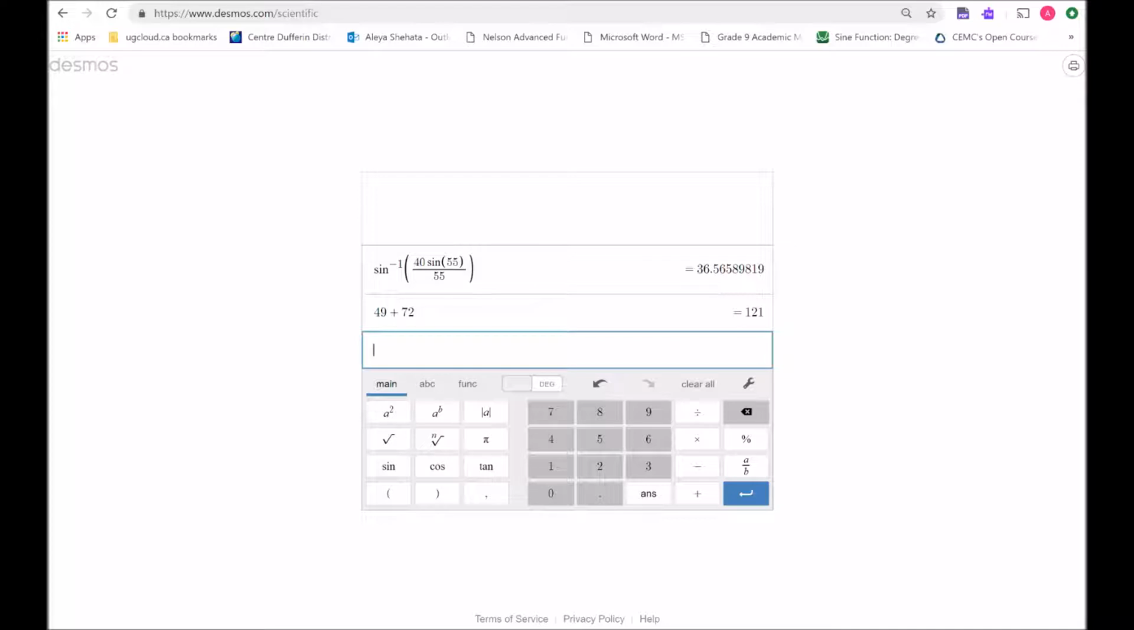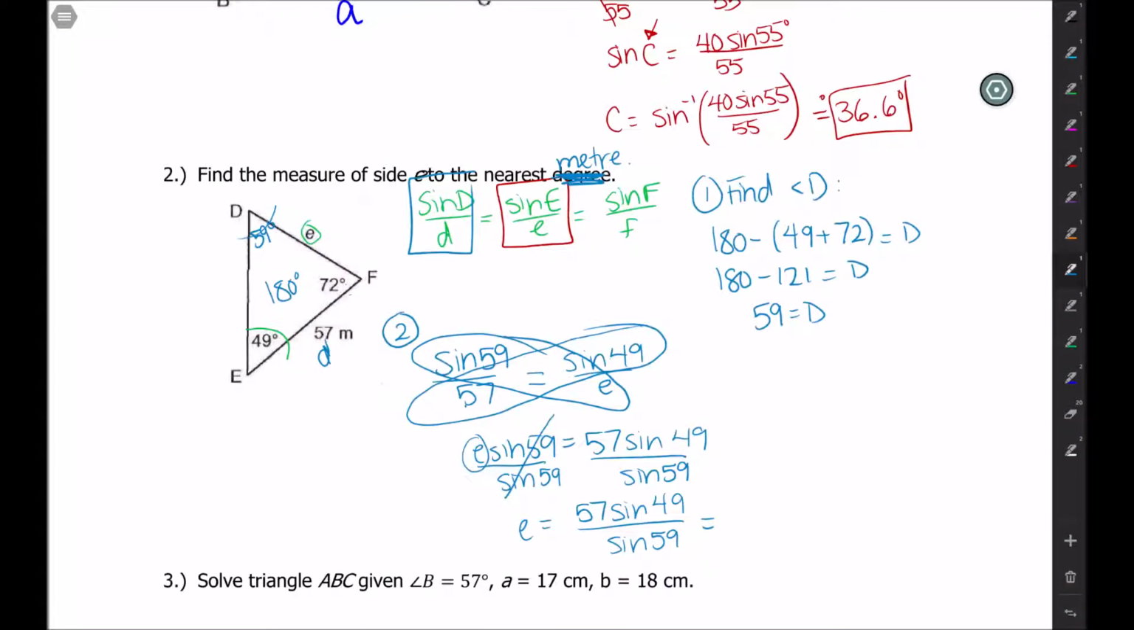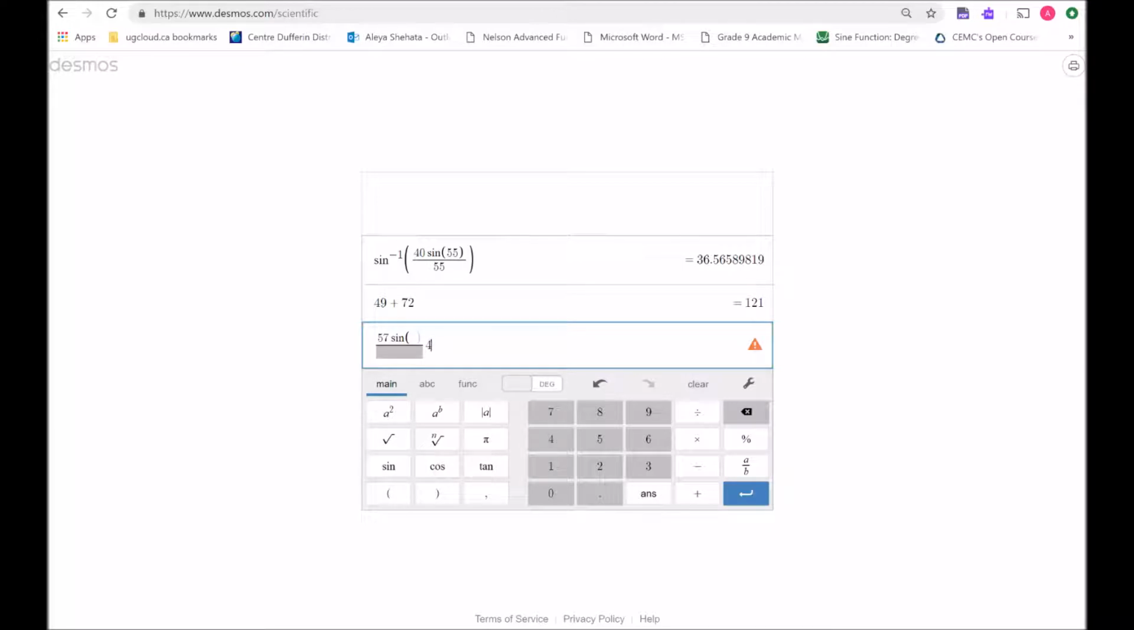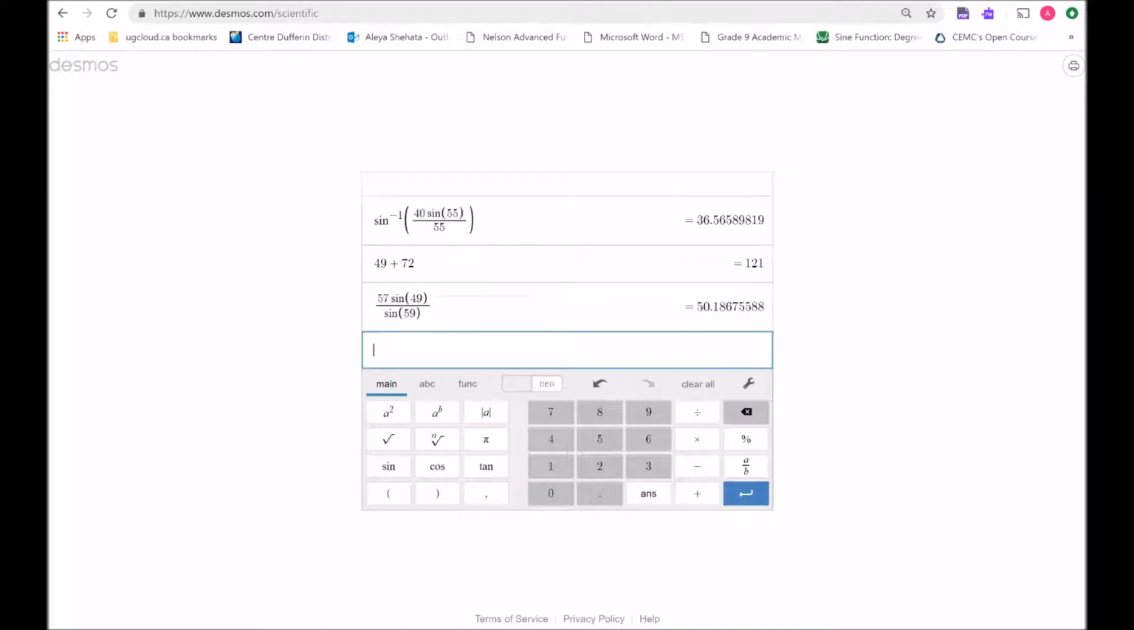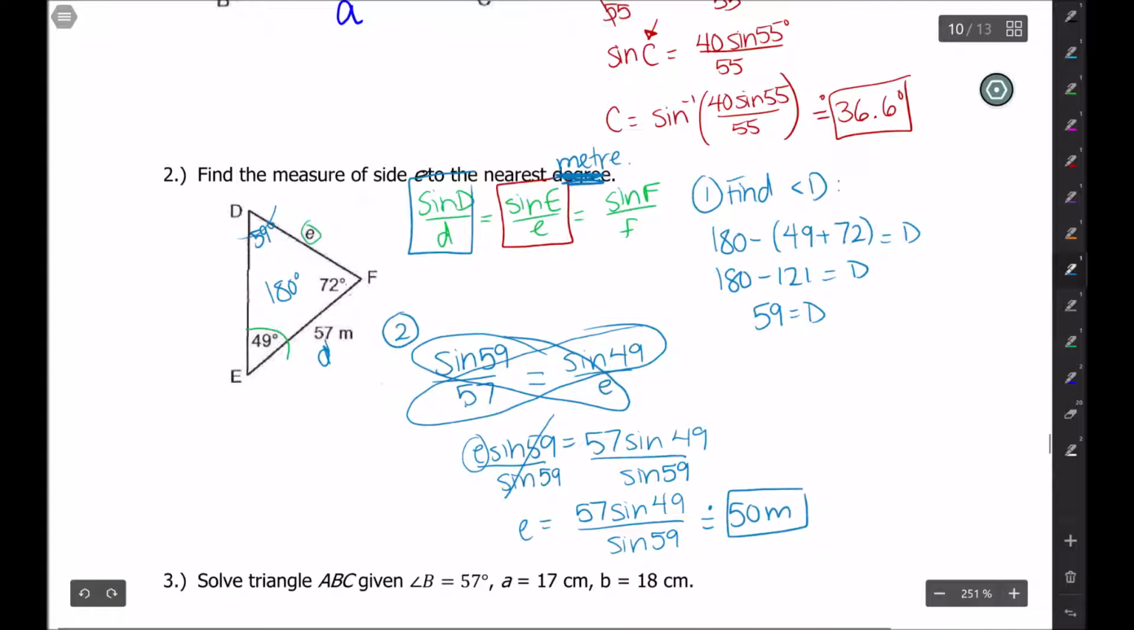The first thing I'm going to do is press the divides button here, so I can get my fraction immediately, and I'm going to type in 57. Again, make sure you're in that numerator. 57 times the sine of 49 over the sine of 59. I'm going to press enter, and here I end up getting 50.18, so on and so forth. I need the nearest meter, so it's going to be 50 meters, because that 1 tells us to keep that 0 the same. So E is equal to approximately 50 meters. And that's all I have to do for that type of a question, okay?